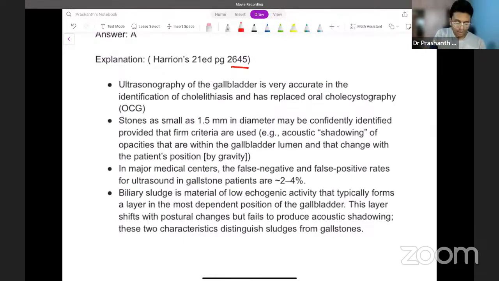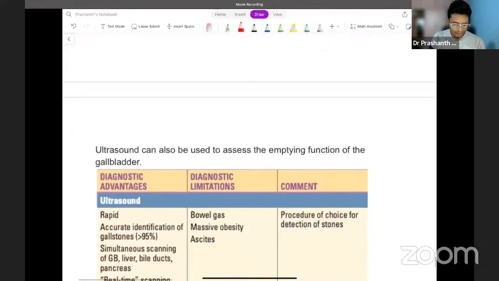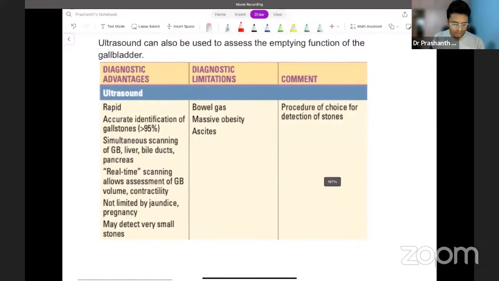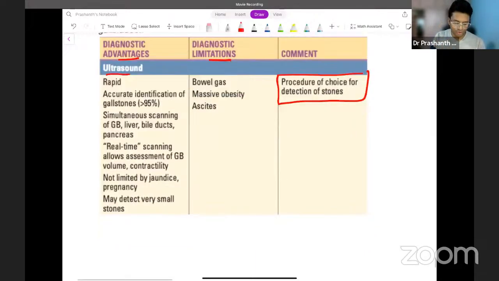What you should know is ultrasound is very accurate. It has in fact replaced OCG, which was done before. It is good at even detecting stones as small as 1.5 mm. It can also detect sludge material. You can differentiate between polyp and stones. A lot of ways. So ultrasound is the best, but know that false positive and false negative both occur in a minority of patients, up to 4%. Okay. Now, this data again is from this particular table where they talk about the advantages and the limitations of ultrasound, but you should know that it is the procedure of choice for detecting gallbladder stones.